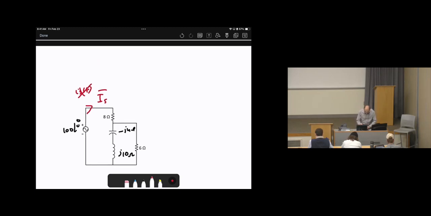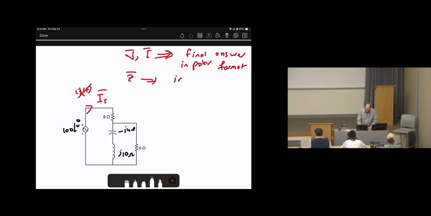Also a quick note: whenever you solve for voltages and currents, the final answer must be written in polar format. Whenever you solve for the impedance, the final answer is in rectangular format. This is a must that we will use in our analysis. Okay? So our target is to find the source current.